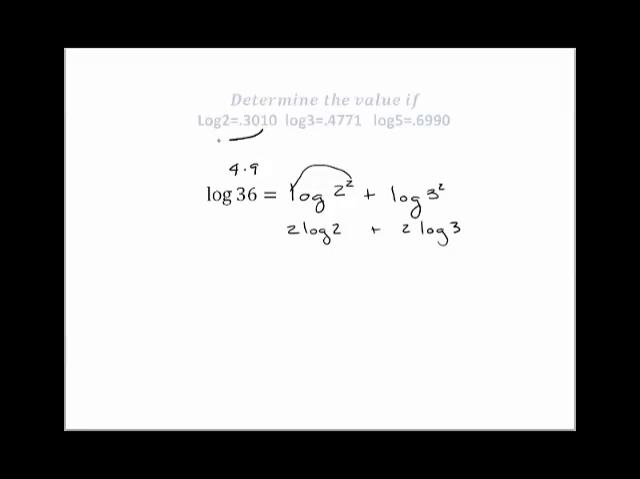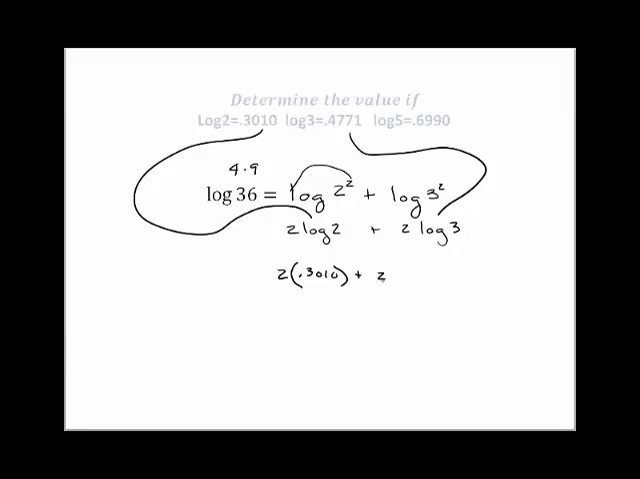And now here we've got a value for log of 2 and a value for log of 3. So we've got 2 times 0.301 plus 2 times 0.4771. And that's a lot easier to break down.